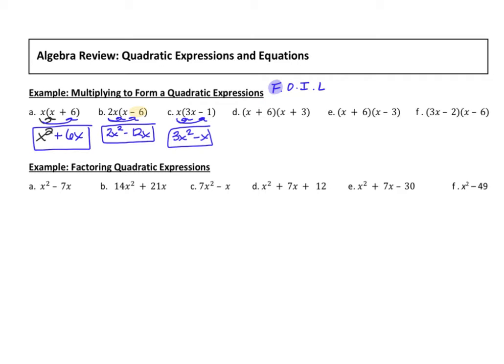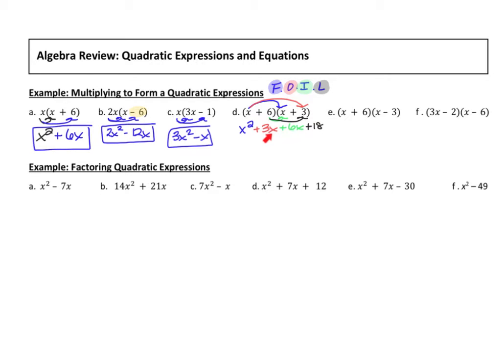So the F stands for the first terms. So that would be x times x, which is going to give you x squared. The O stands for the outermost terms, so that's going to be the x and the 3. So x times 3, and that's a positive 3, is going to give you 3x. The I stands for the innermost terms. So the innermost terms are 6 and x, so that's going to give me 6x. And then L stands for the last terms, which are 6 and 3. So 6 times 3 is 18.